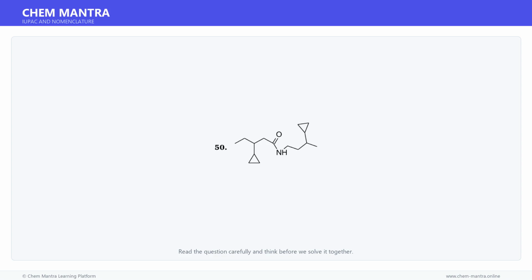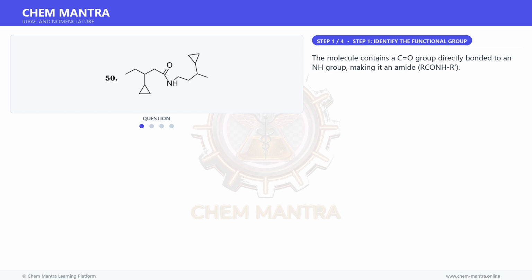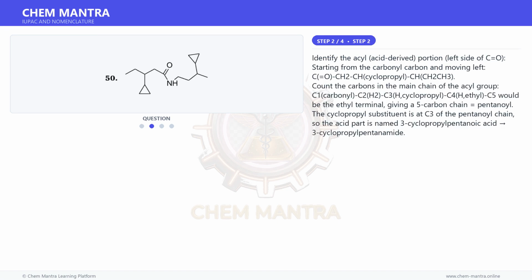Here is a question. Read it carefully and think about the answer. Let us solve it step by step. Let us begin solving this step by step. The molecule contains a C=O group directly bonded to an NH group, making it an amide, RCONHR. Moving on to the next step.